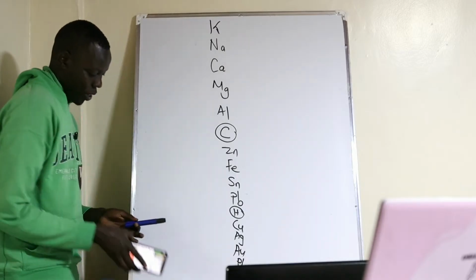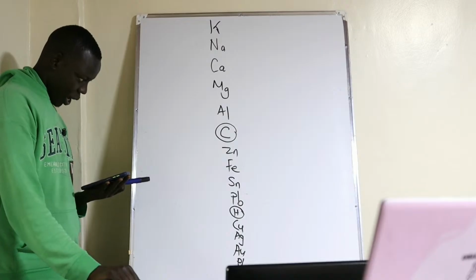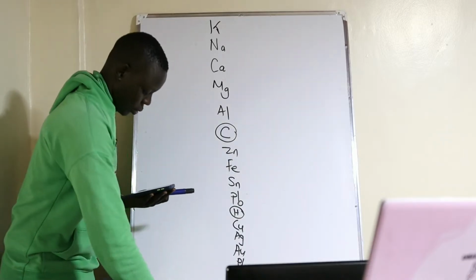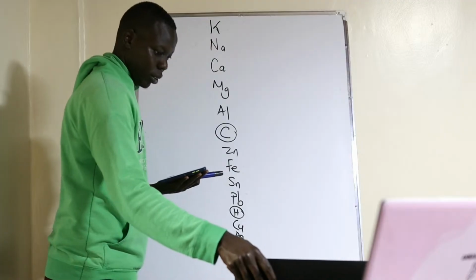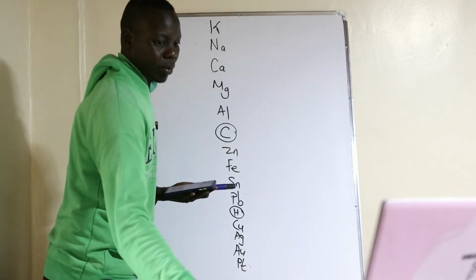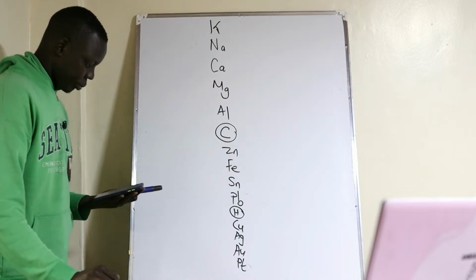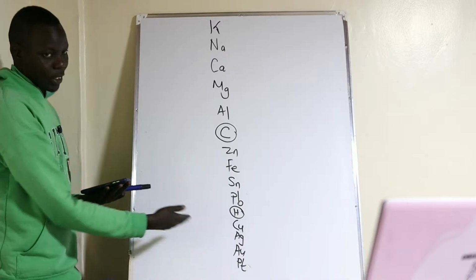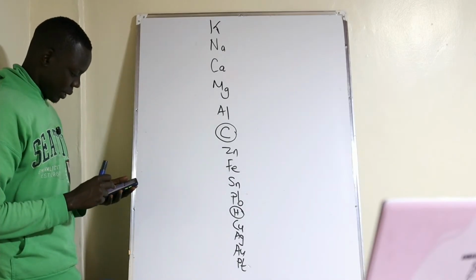I doubt whether you can see it. I hope you can still see it. I hope now you can see. So that is the order. Most reactive to least reactive. Up there is the most reactive. Down here are the least reactive elements.